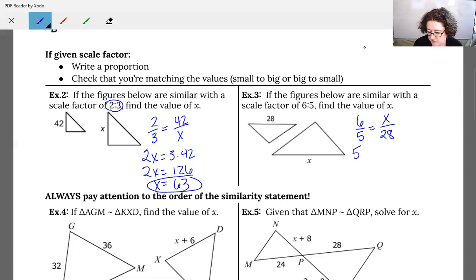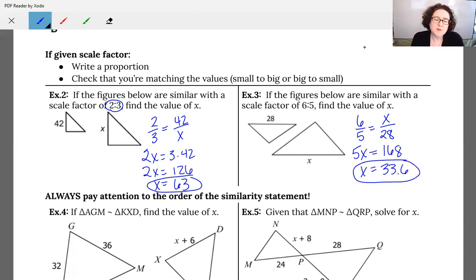Okay, cross multiply, again, we're gonna get a 5 times x, and then 6 times 28, which comes out to 168. And so this does give us a decimal, that's okay, that happens. So divided by 5 will give us 33.6. And you will start getting more and more decimal answers. If we think about possible application problems coming down the pike, in other words, we're using math to describe real life. Real life is never pretty, so sometimes our answers won't be either.